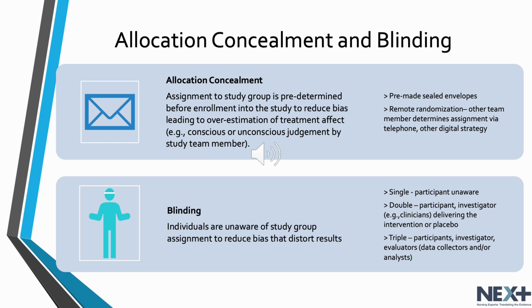Double blind is when both the participants and those providing the treatment are masked to study group assignment. Without blinding, participants might behave differently, and providers might treat patients differently across study groups. Both of these would bias study results. A third blinding strategy is for the evaluation team and those conducting the analysis. This is referred to as triple blinding.